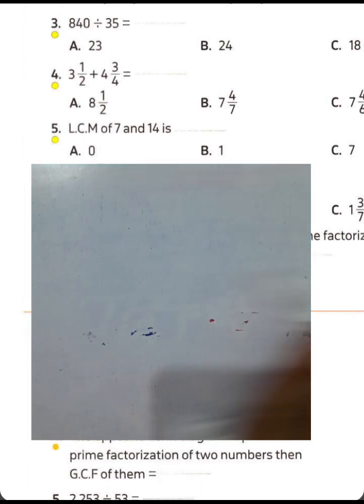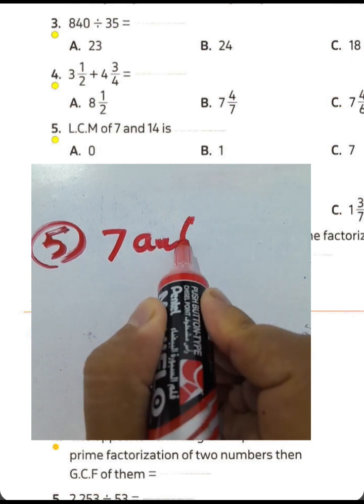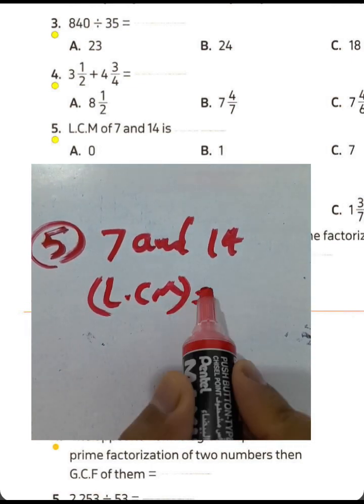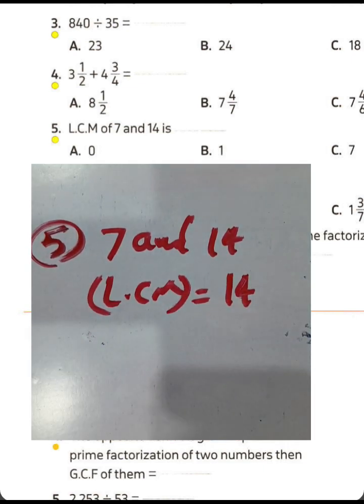Question number 5. The least common multiple of 7 and 14. We know 14 can be divided by 7. Then 14 is the least common multiple of 7 and 14. But 7 is the greatest common factor of 14 and 7. You want to find the least common multiple between them. 14 can be divided by 7, then 14 is the least common multiple of 7 and 14.